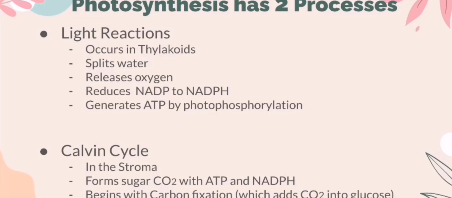So we see we're moving from the thylakoid, going out the thylakoid membrane into the stroma. It's very important to note where it's occurring and where the electrons are flowing, and it forms sugar from carbon dioxide with ATP and NADPH, which are going to be recycled. Notice the word Calvin cycle, so it's going to be recycled. And it begins with carbon fixation, and carbon fixation actually occurs in leaves, specifically the mesophyll, which adds carbon dioxide into glucose.